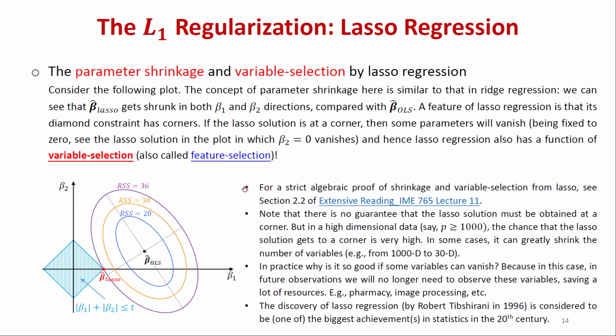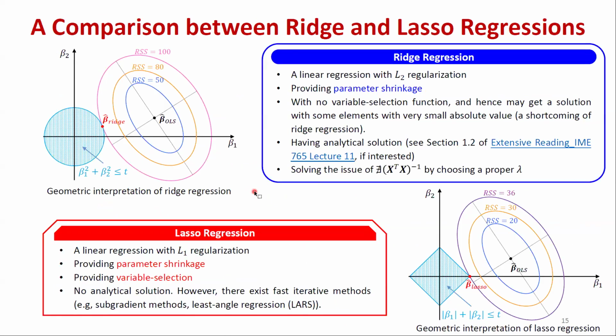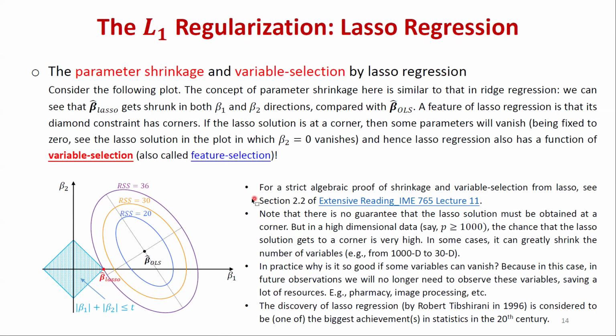And it is considered as, I believe not one of, but the biggest result, the best result in 1996, in the whole 1990s, even the whole 20th century. So this is a milestone solution. Lots of regression. But anyway, there is some rigorous algebraic proof, if you are interested, you can see something like this. And in some cases, it can be a really big reduction from, for example, 1,000 dimensions to 30 dimensions. That's the thing.